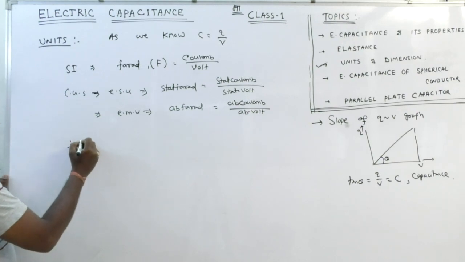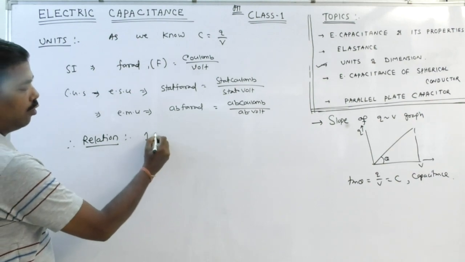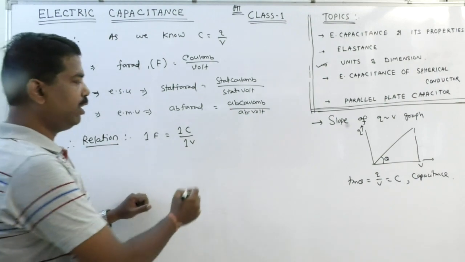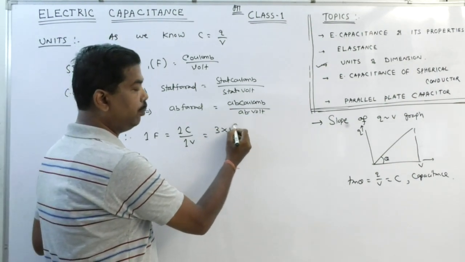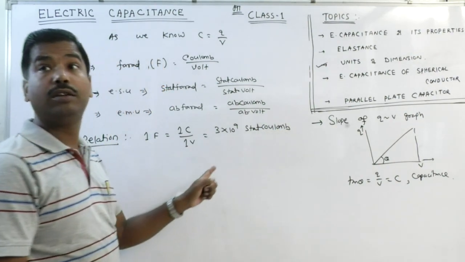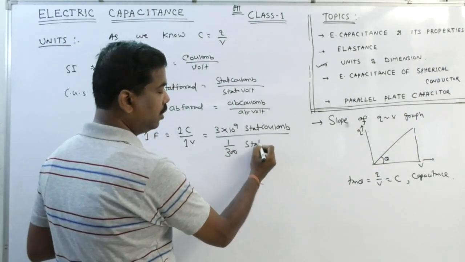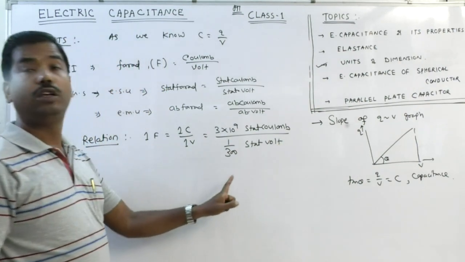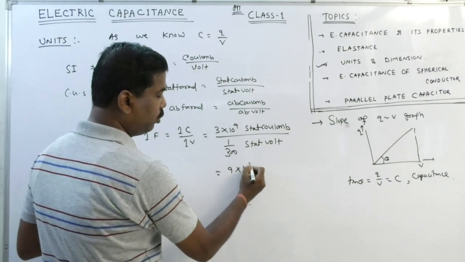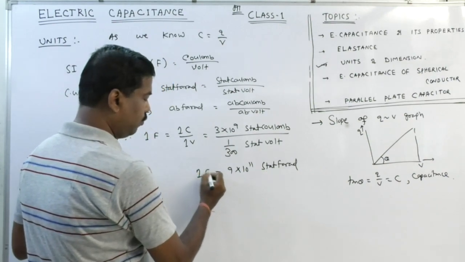Therefore, the relation: 1 farad is equal to 1 coulomb per 1 volt. Okay? But as we know, 1 coulomb is equal to 3 into 10 to the power 9 statcoulomb. Clear? 1 volt is equal to 1 by 300 statvolt. So it is found to be 9 into 10 to the power 11 statfarad, that is 1 farad. Clear?